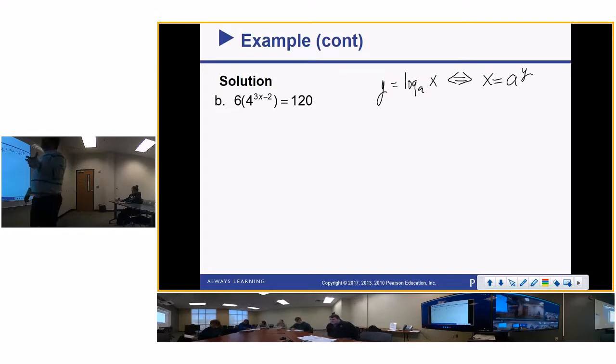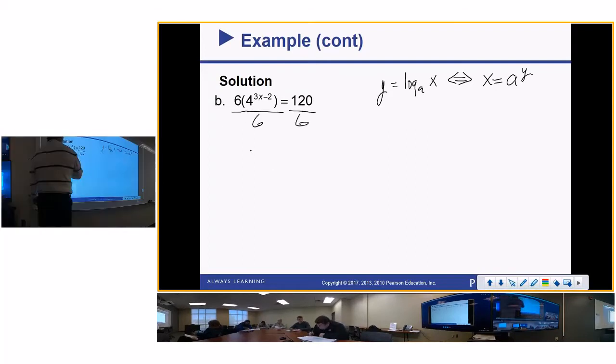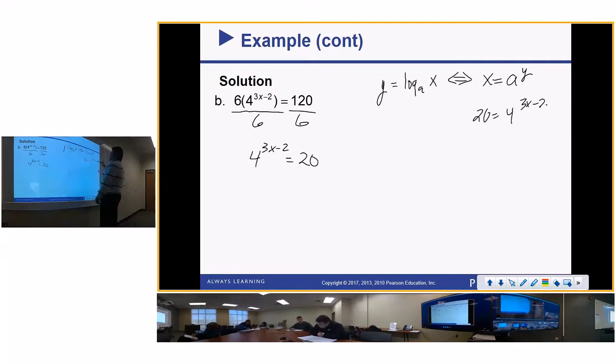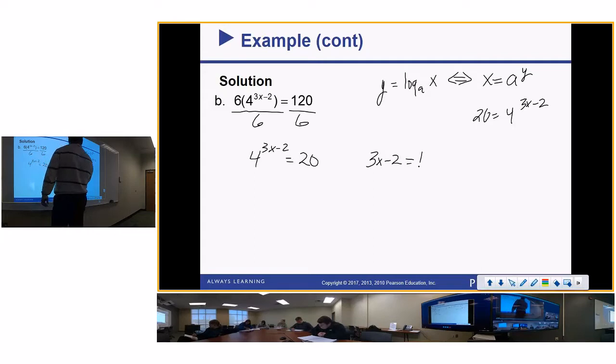What have I got to do before I start this one? Divide by what? 6. So 4 to the 3x minus 2 is equal to what? 20. So we take that over here, and 20 is equal to 4 to the what? 3x minus 2. Now plug and chug. 3x minus 2 is equal to log base what? Base 4 of what? 20.